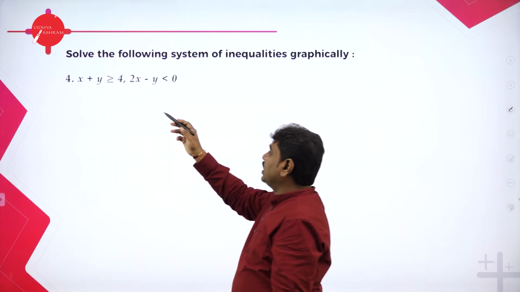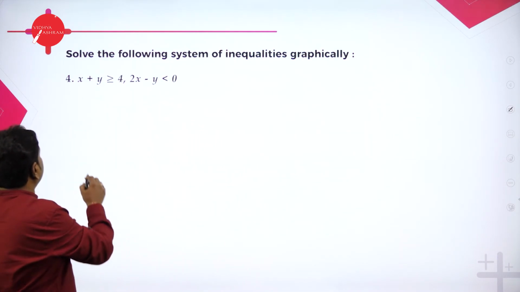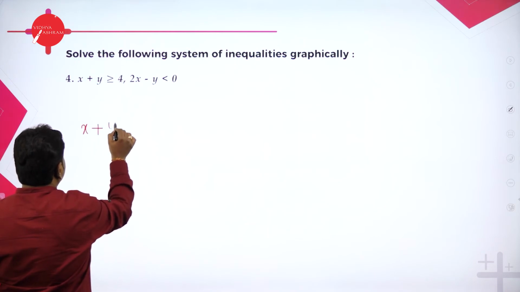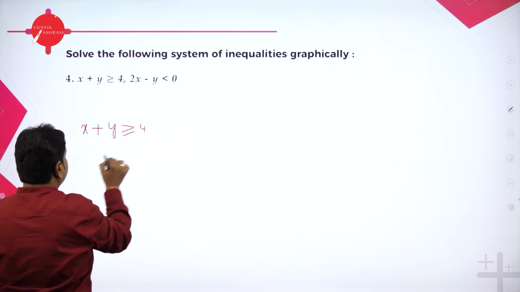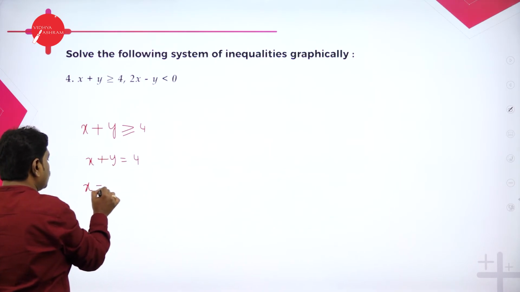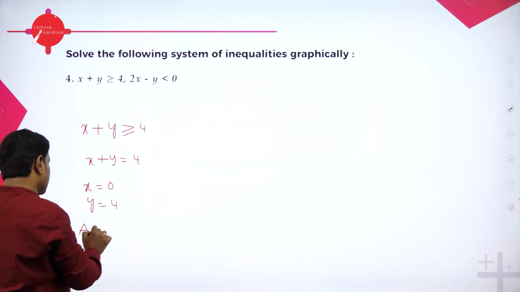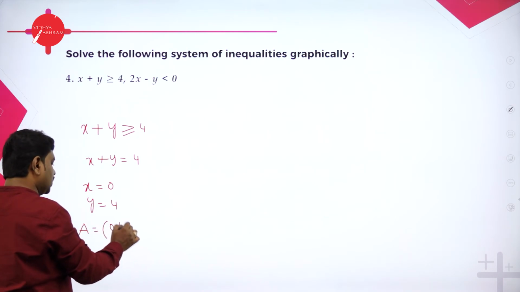x plus y greater than or equal to 4, 2x minus y less than 0. So one by one we'll draw. First x plus y greater than or equal to 4. I'll take x plus y equal to 4 to draw the line. So at x equal to 0, y will become 4. So call the point A. A is what? x comma y, 0 comma 4, a point on the y axis.